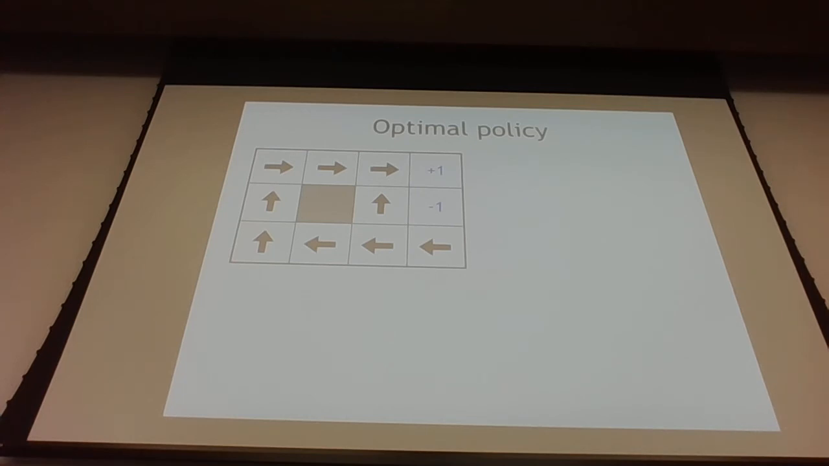So reinforcement learning tries to understand those probabilities. So that is one big difference.